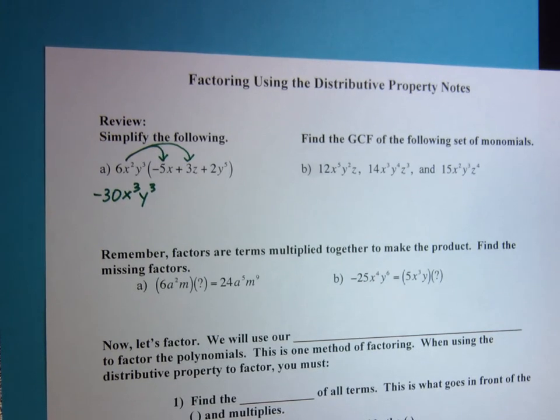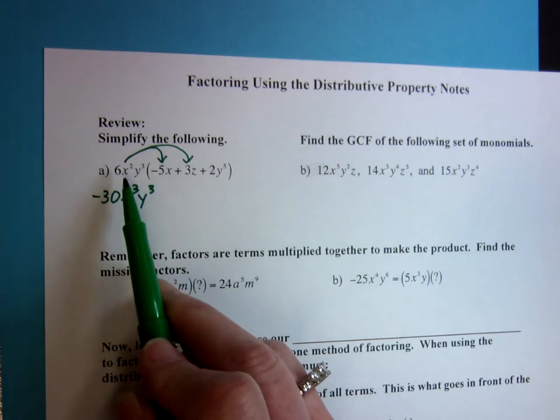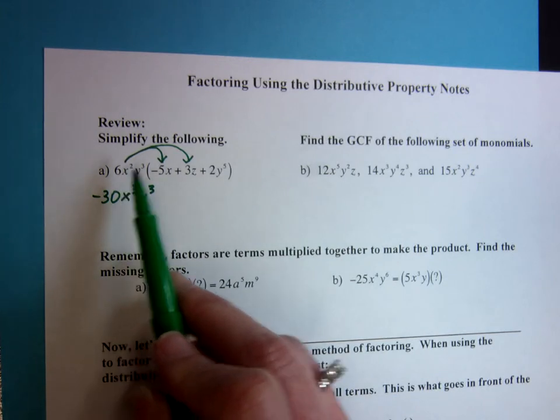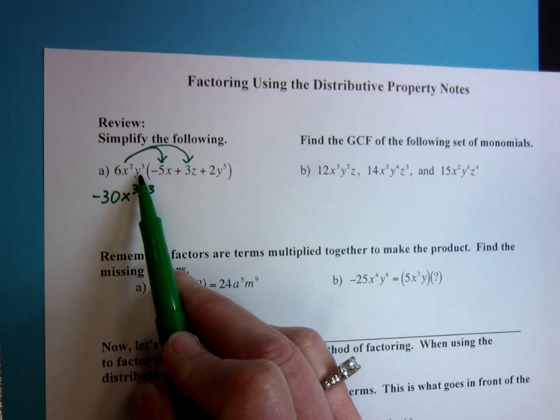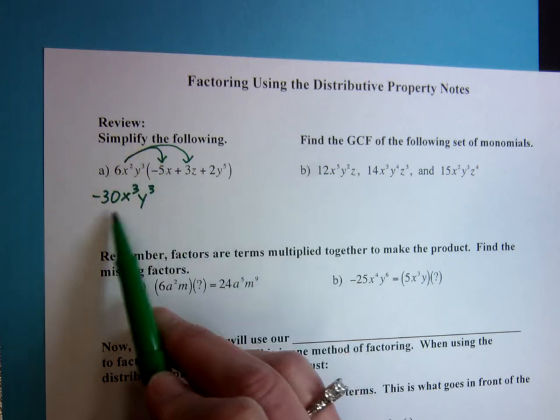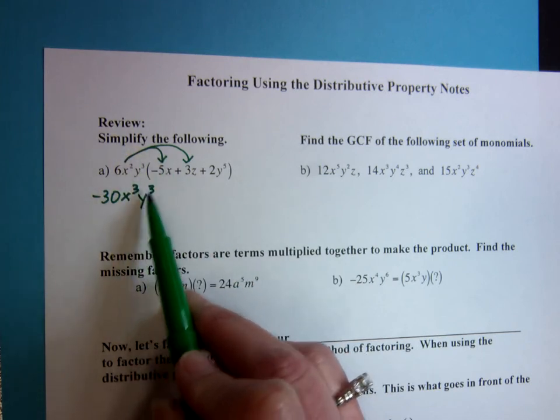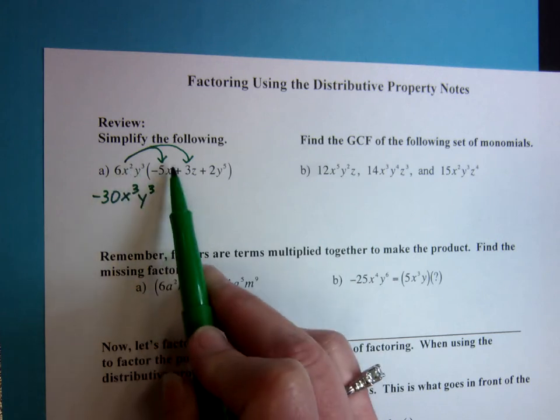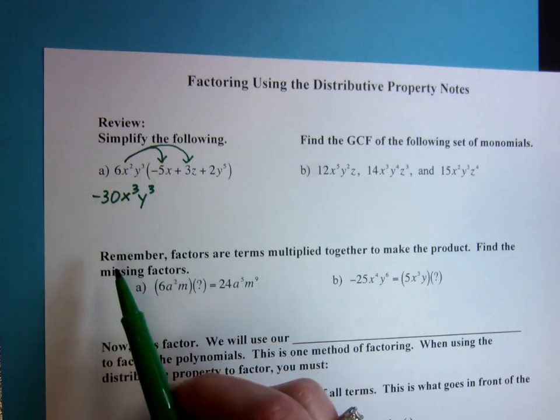Okay, so today we are going to factor using the distributive property. The first part is just remembering how to distribute. We've done 6x squared y to the third times negative 5x. That's negative 30 x to the third y to the third. Notice that x squared and the x make an x to the third when you multiply them.